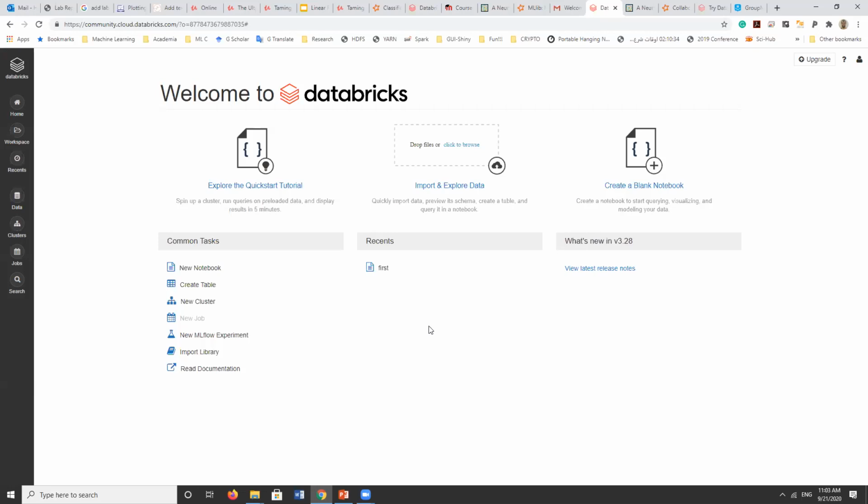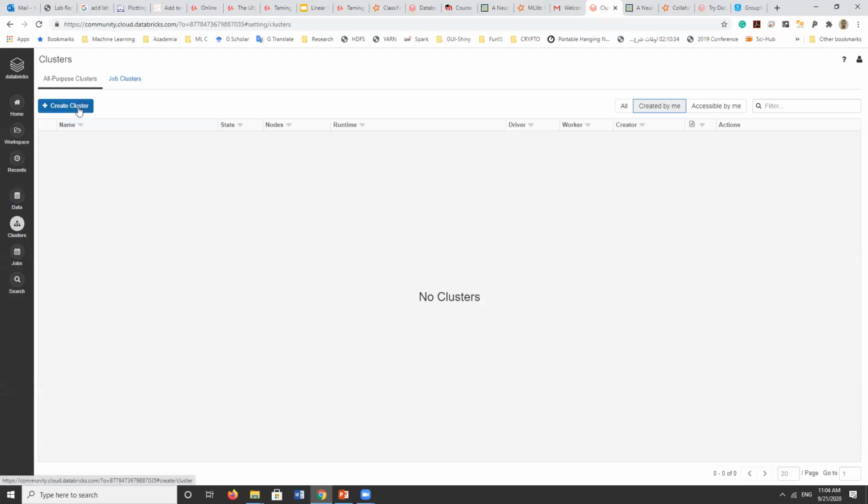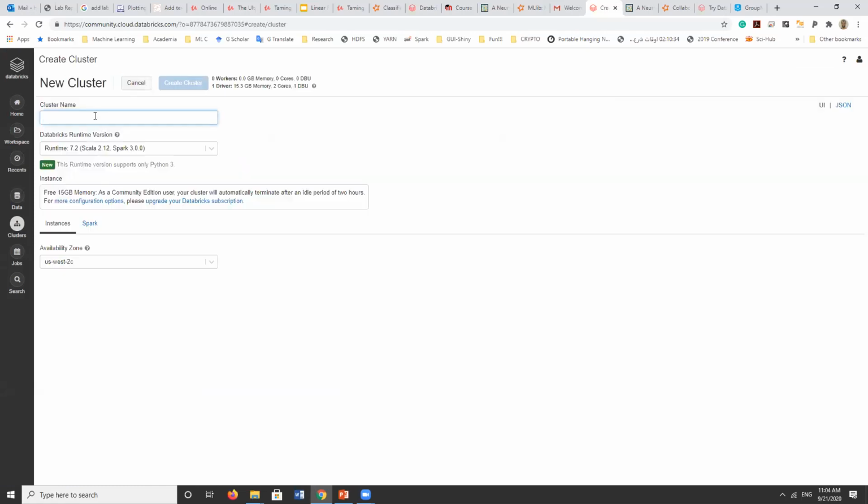Either way, Amazon AWS or your local system, you should do the same. First, you need to run the cluster. So for this, go to cluster, create a cluster here. Just click on create cluster. Just put a name. I just put sample as a name. And just let the rest be default. For example, the default runtime is Scala and Spark 3. And just hit create cluster.